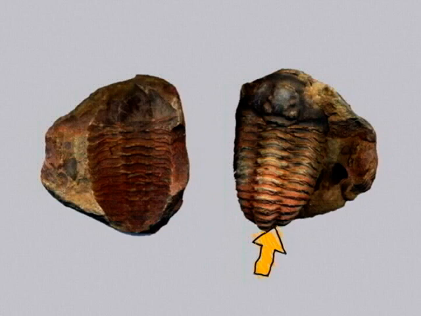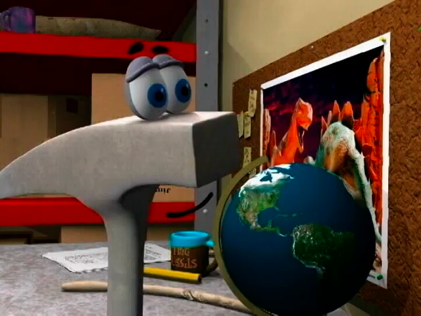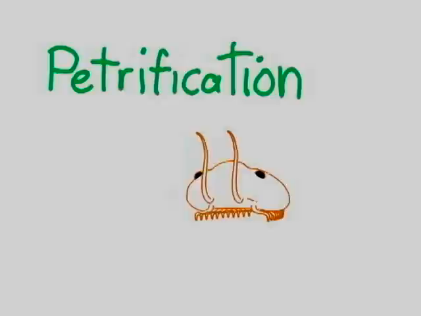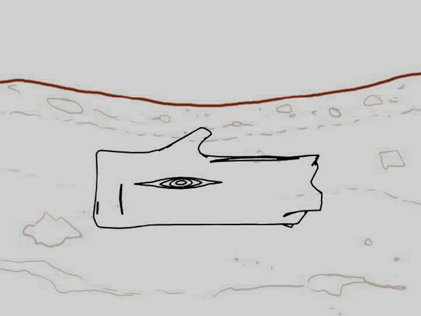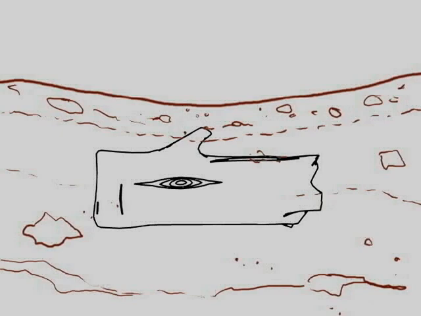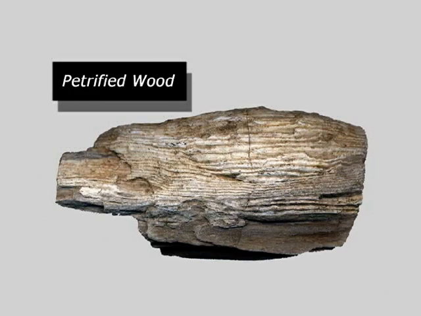The next type of fossil preservation is called petrification. Petrification occurs when additional minerals that are dissolved in water are deposited in the pores or microscopic holes in material like wood, bone, or even shells. Here's an example of petrified wood that was found in Calistoga, California.